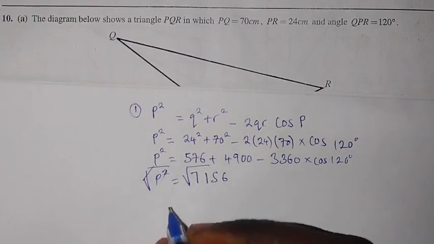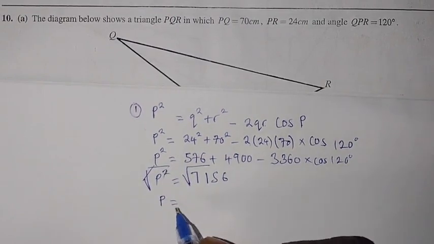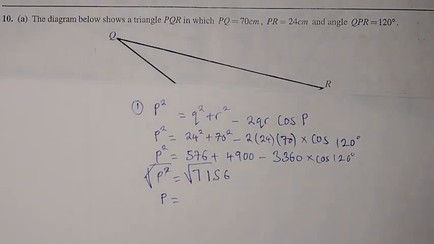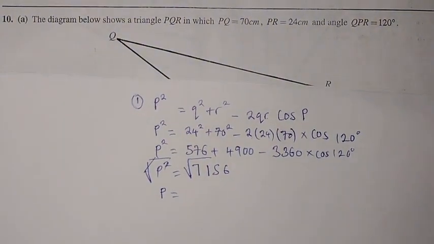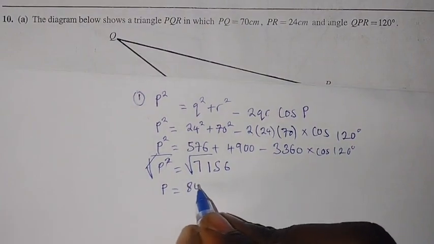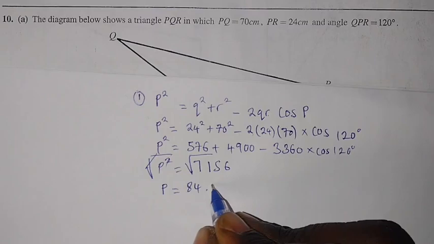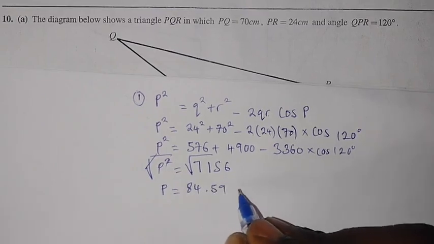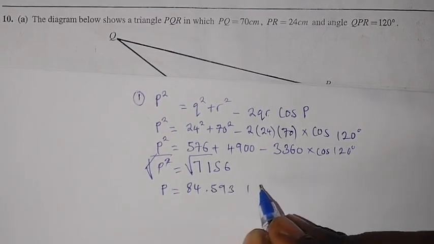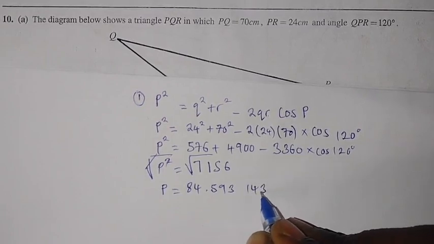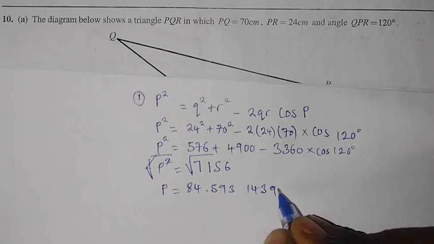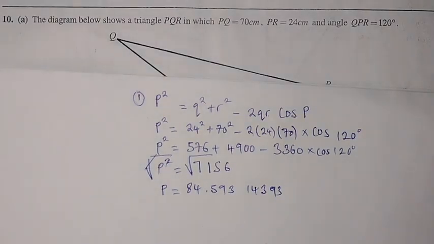So you need to get rid of this square by introducing a square root to both sides of the equation. So the 2 and the square root cancel, and you remain with P is equal to the square root of 7,156. That's what you find, and you are going to get 84.59314393. So this is what you are going to get.